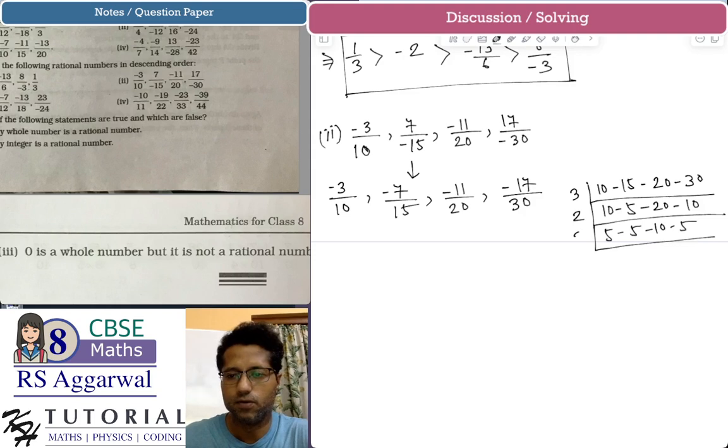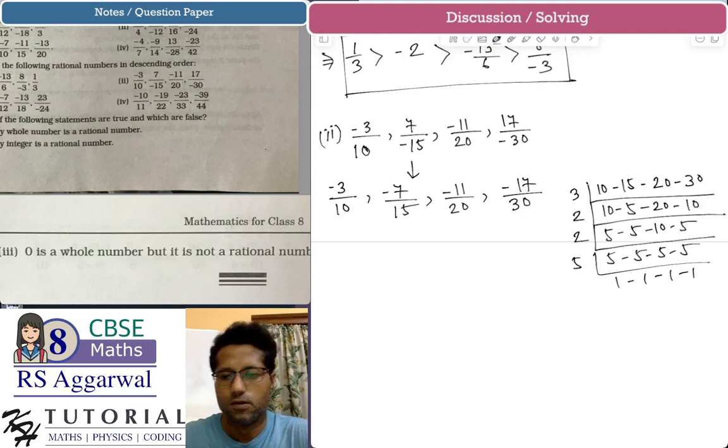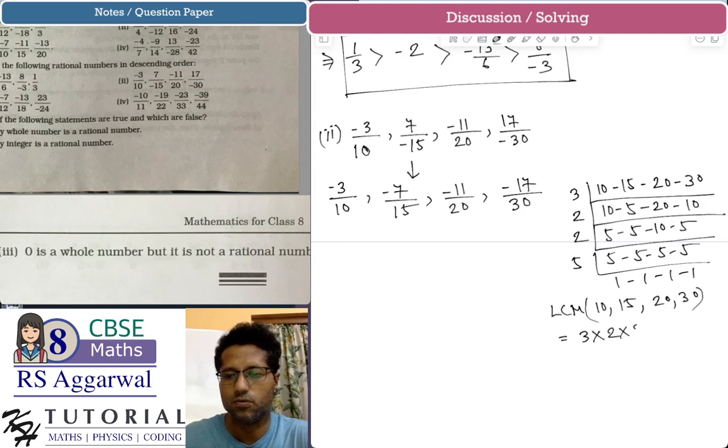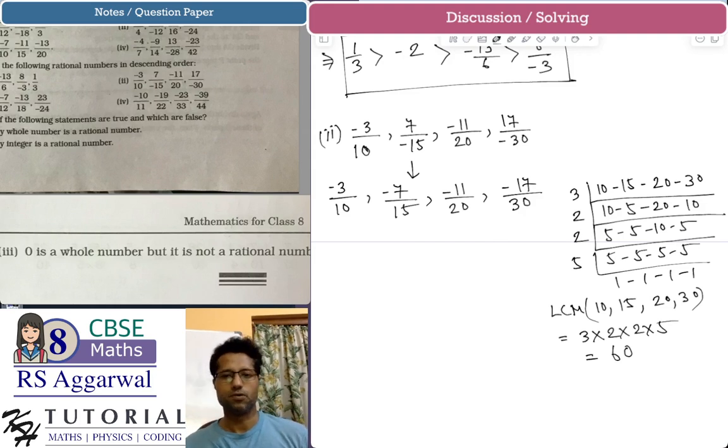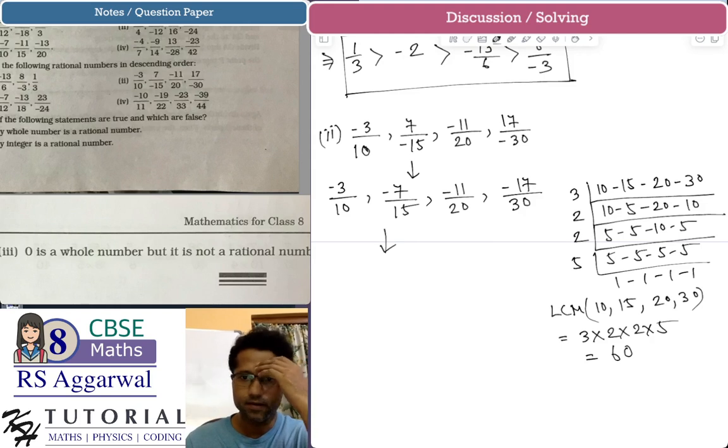We can again divide by 2, 5, 5, 5, 5, and then we can divide by 5, 1, 1, 1, 1. So the LCM of 10, 15, 20 and 30 is equal to 3 into 2 into 2 into 5. This is 60. The LCM is 60. Okay. So we have these 4 rational numbers. They are all negative and they are having different denominators, and the LCM of the denominators is 60.